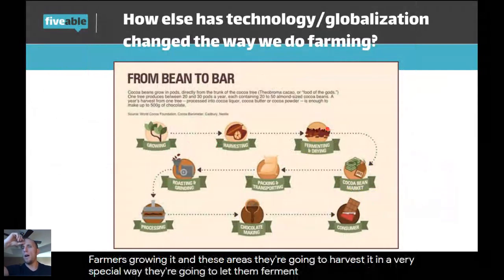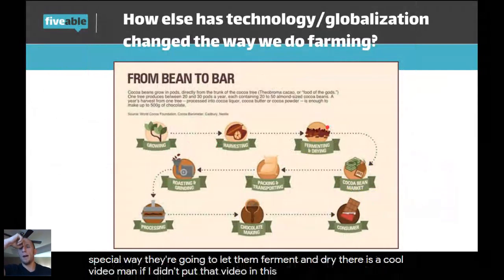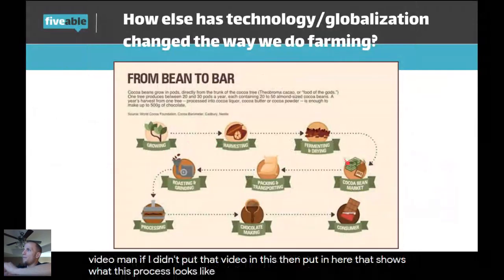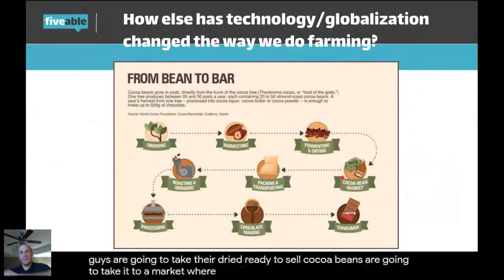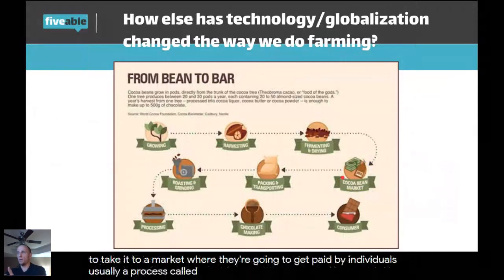There is a cool video. Man, if I didn't put that video in this, then I'm certain I did. I put it in here. That shows what this process looks like. There's a cocoa bean market. These guys are going to take their dried, ready-to-sell cocoa beans to a market where they're going to get paid by individuals, usually in a process called fair trade. We're going to look at it a little bit later.